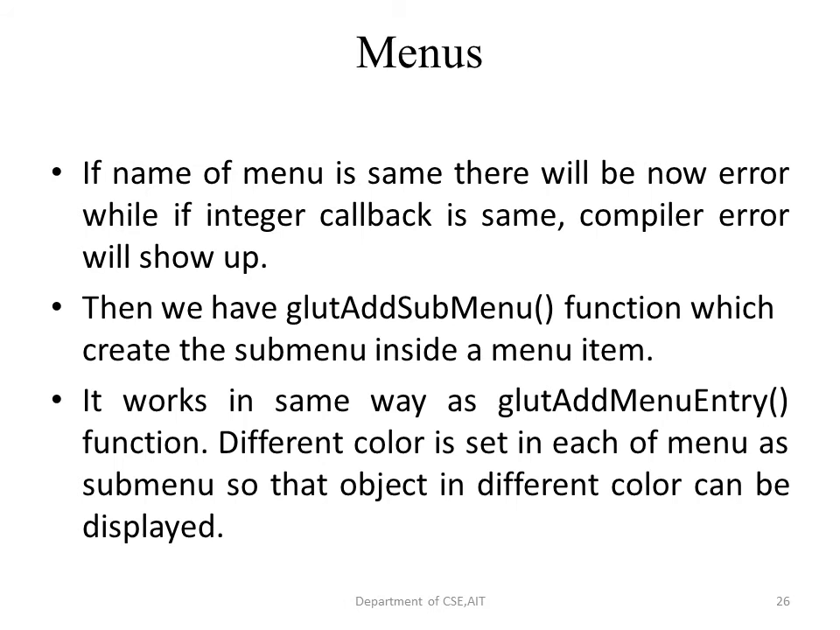Suppose I have a menu with a duplicate name, we should not have that, there will be some error. Whenever we have a glutAddSubMenu, it is going to create a submenu inside my main menu. It is going to work the same way as the glutAddMenuEntry function. That will also have a main menu and the submenu.